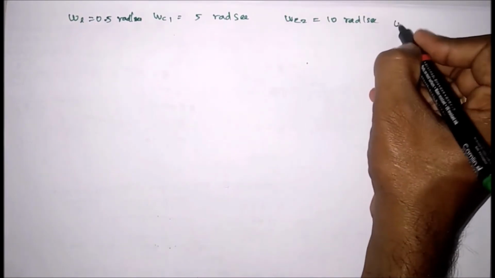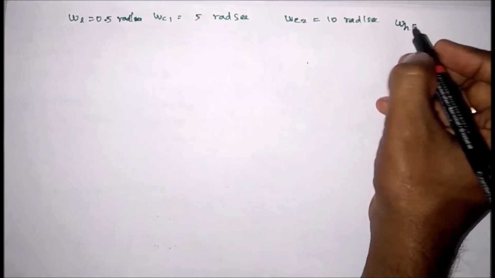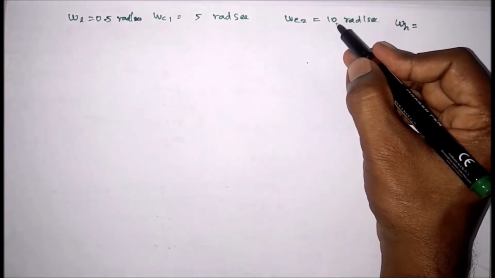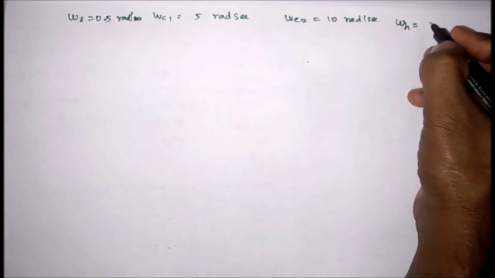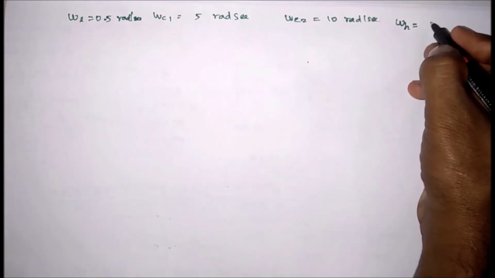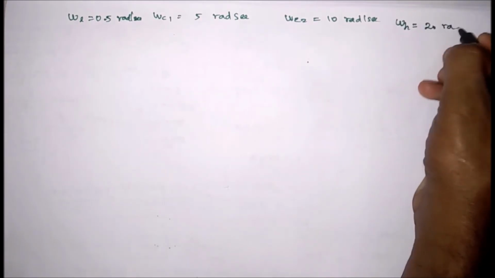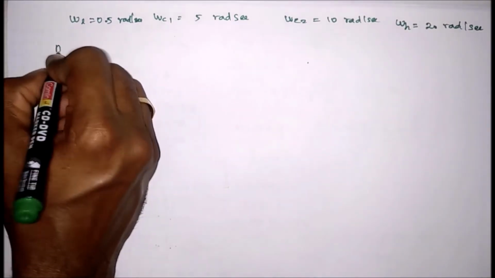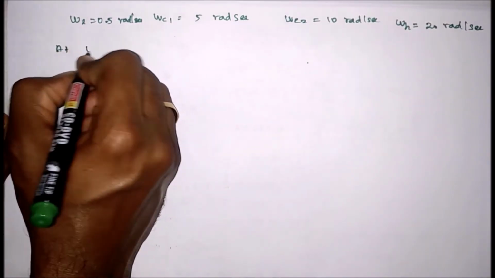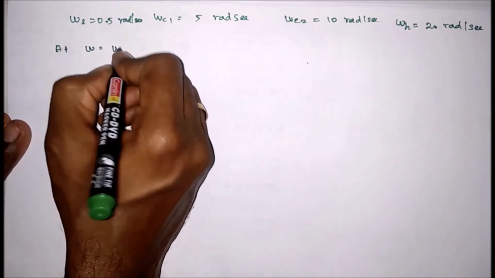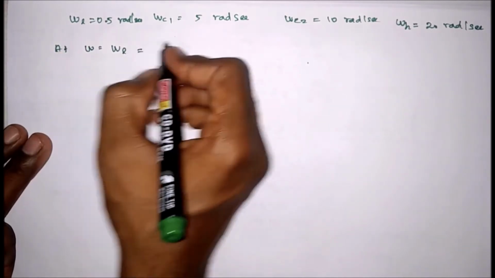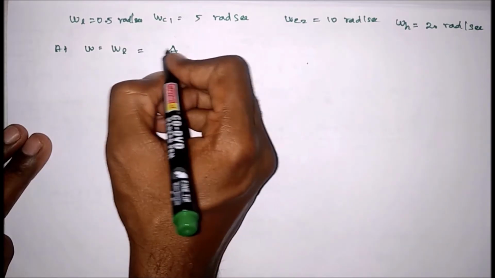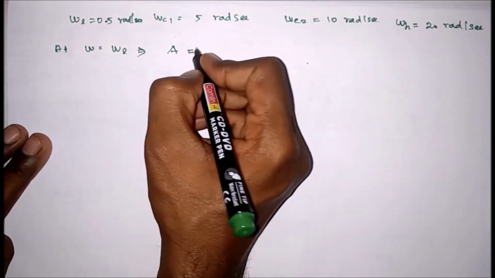Now here we have to select omega h. It should be higher than this 10, so we can select any value. I am going to select 20 radian per second. Now for the lowest corner frequency omega L, I am going to calculate the magnitude value in decibel.